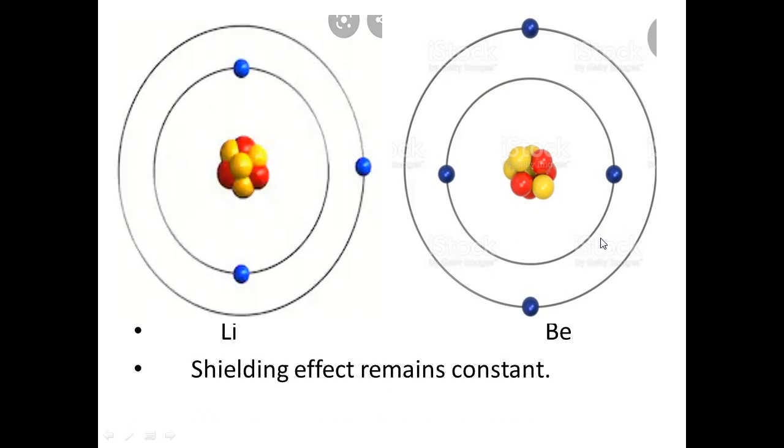So the number of shells is constant and the number of inner electrons is constant, although the number of electrons in the outermost shell is different: one in lithium and two in beryllium. But the number of inner electrons and the number of shells are constant, so the shielding effect will also remain constant.